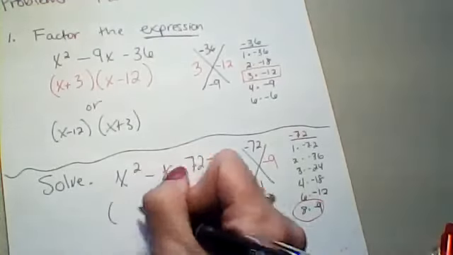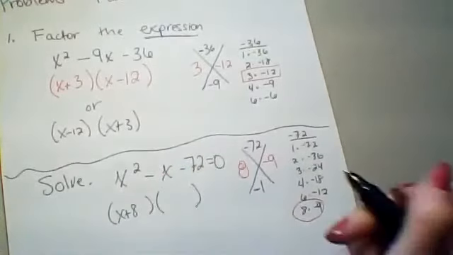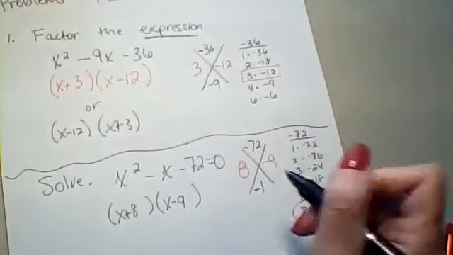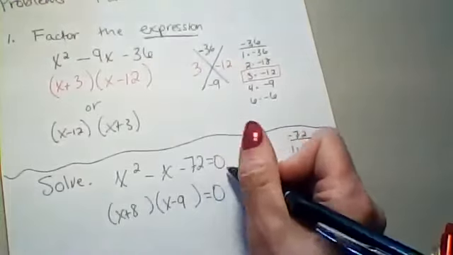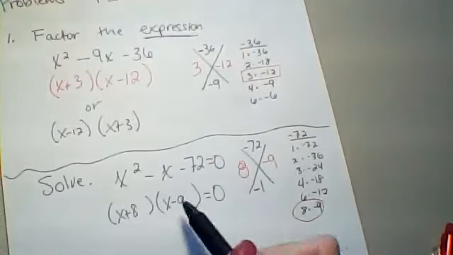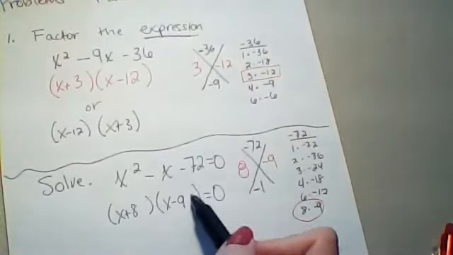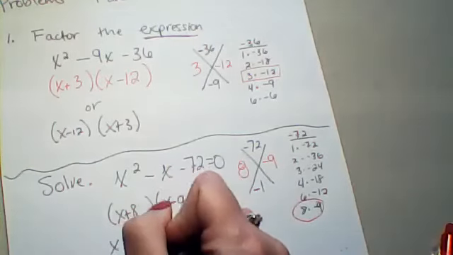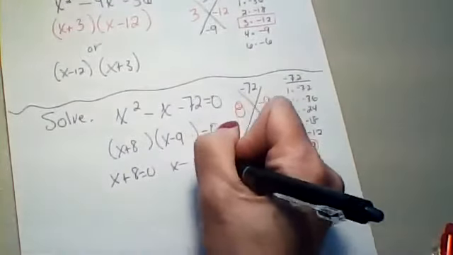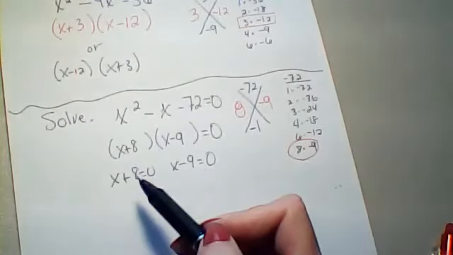So I've got x plus 8 times the other binomial, which is going to be x minus 9. But we're not done because we have that equals 0, so we have to keep that there. Then we use our zero product property, because I know if I have this times this equals 0, then either this has to equal 0 or this has to equal 0. So I set x plus 8 equal to 0 and x minus 9 equal to 0. Just take each binomial, set it equal to 0, and then solve.